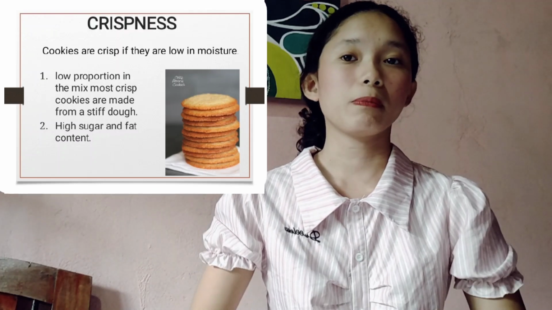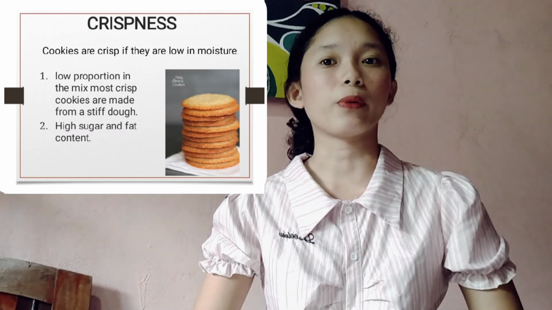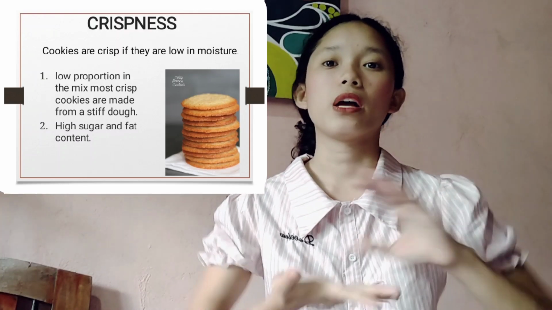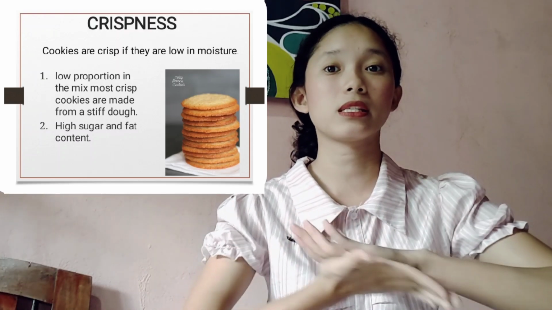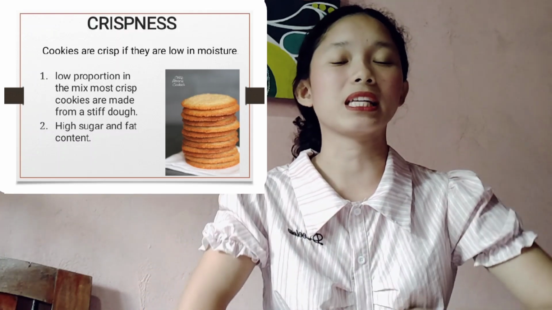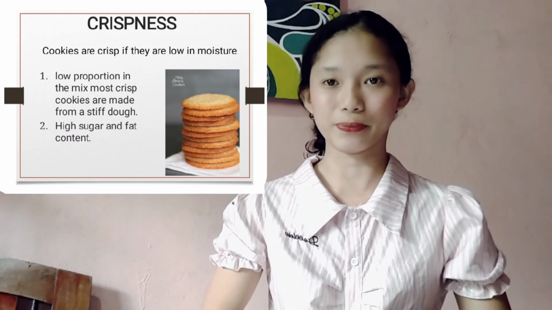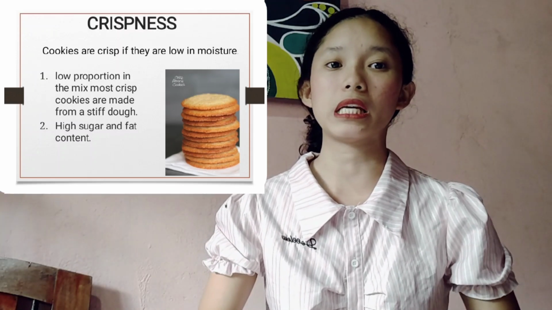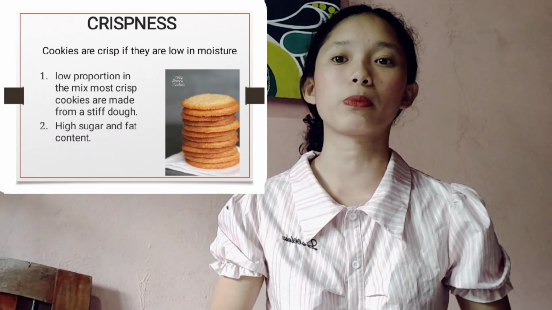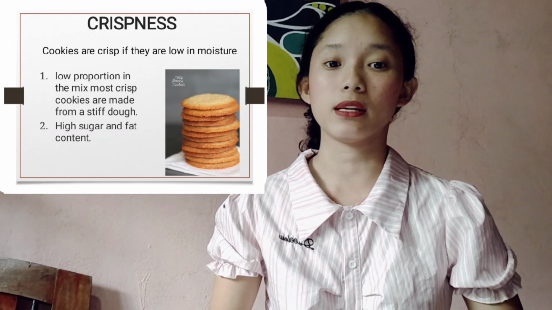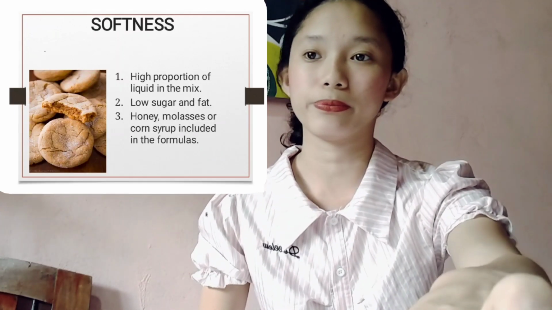And another tip is to bake it long enough to evaporate most of the moisture. You can also shape the cookies into thin and small sizes so that they dry faster during the baking. And after the baking, you must store them in proper storage so that they avoid moisture.